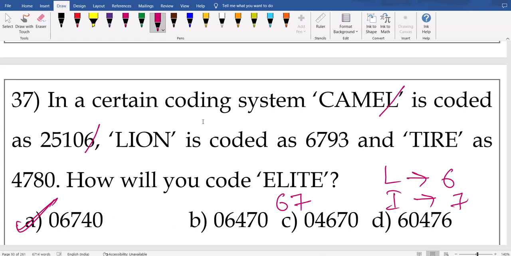L is 6, I is 7. Right. In fact, wherever E is there, 0 is kept, you can see. In camel, E is available. In tide, E is also available. E is 0. So like that, you can map. I am done with the question with just the letters L and I. L and I, 6, 7, second and third letters, available only in option A.